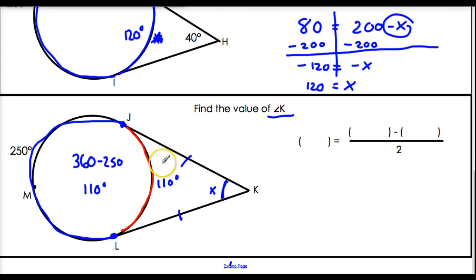Well, now we can solve this problem. So our angle, which is x, is equal to 250 minus 110.